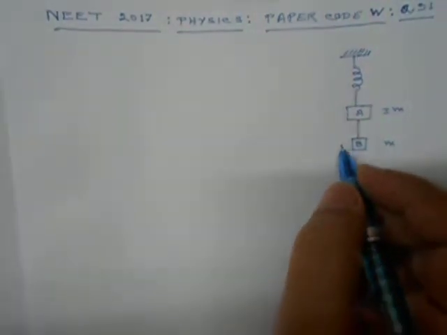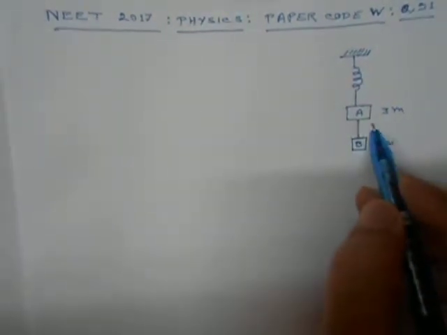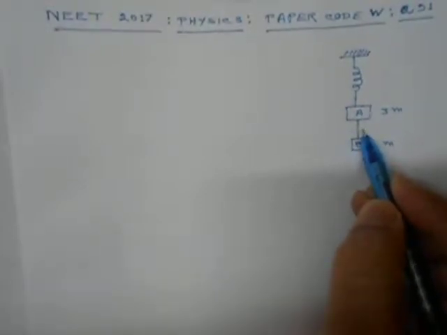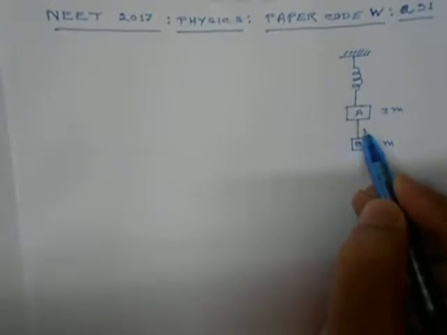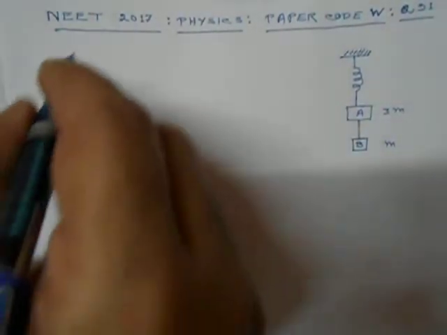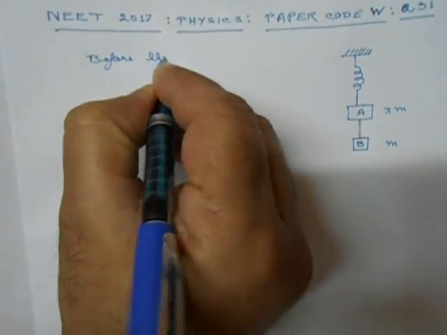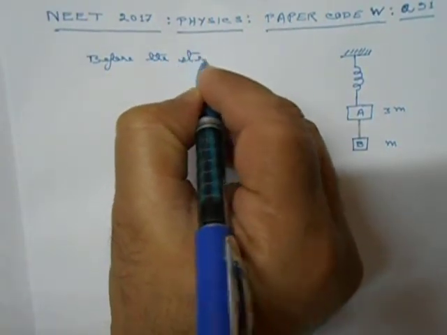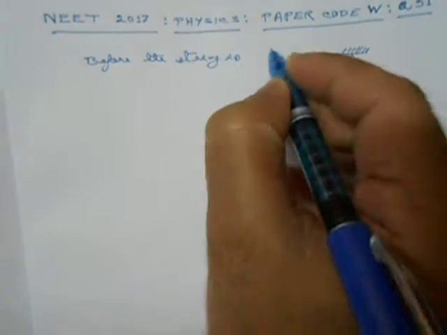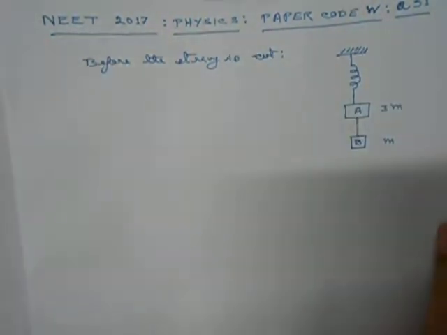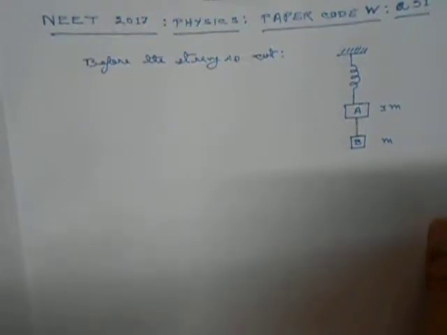In this question we have to find the acceleration of A and B after this string is cut. Now let's consider the situation before the string is cut. Let's consider this situation first. So what are the forces here?